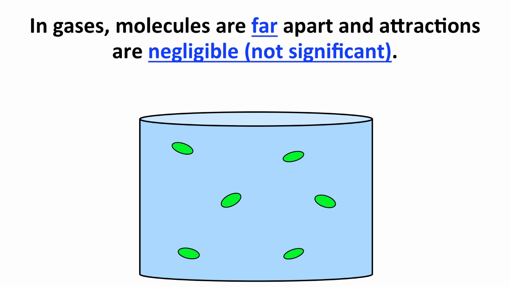When we were dealing with gases, the molecules of gas are far apart and the attractions between the molecules are very, very small. In fact, if we're dealing with an ideal gas, then the attractions between molecules are negligible. They're essentially non-existent, not significant enough for us to consider.